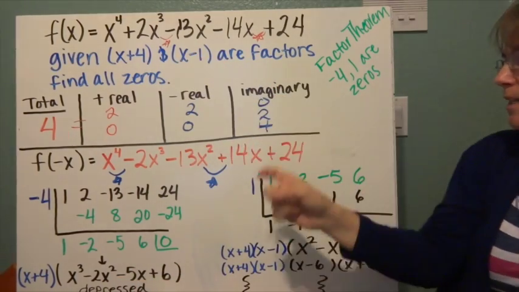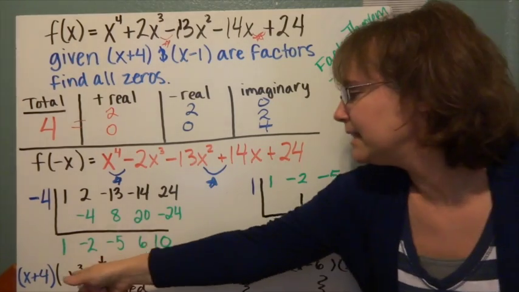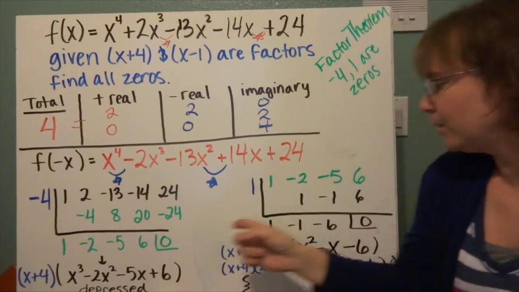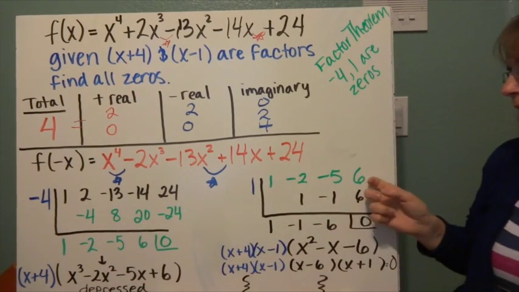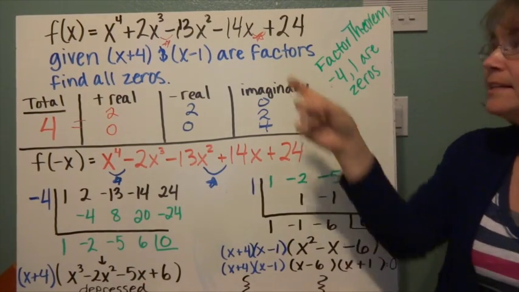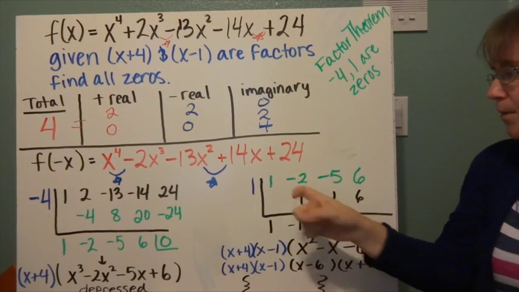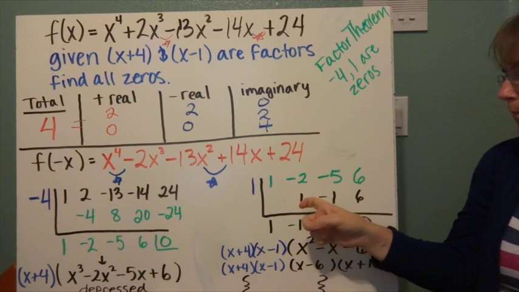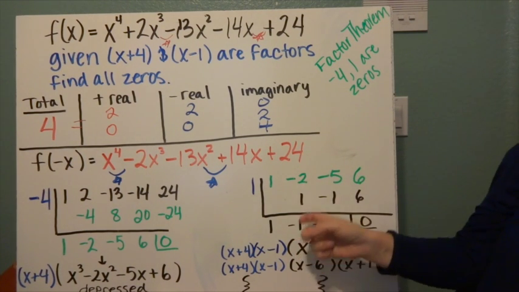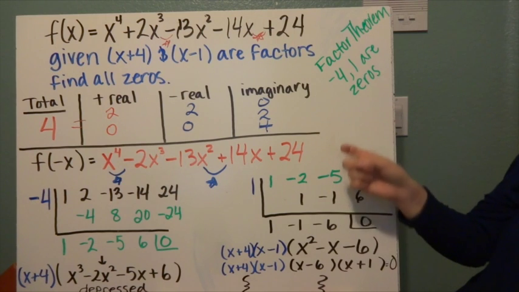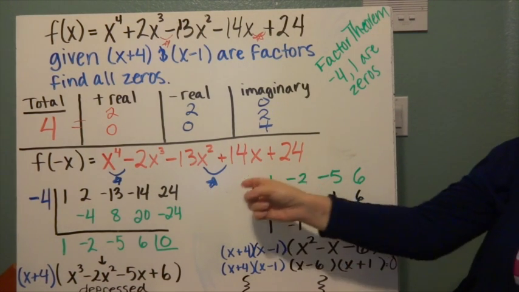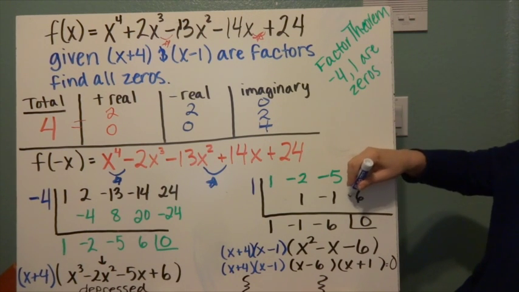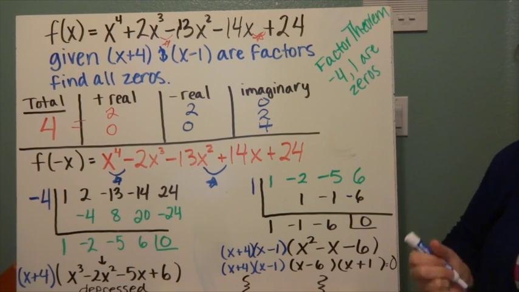Now, dividing by x minus 1, I take the 1 here. I'm using this polynomial now. So I have a 1, a negative 2, negative 5, and a 6. Dividing by 1, I'm expecting a 0 because it said x minus 1 is a root. Bring down the 1, multiply. 1 times 1 is 1. Add negative 1. Negative 1 times 1 is negative 1. Add negative 6. Negative 6 times 1 is negative 6. Add, and I have a 0.